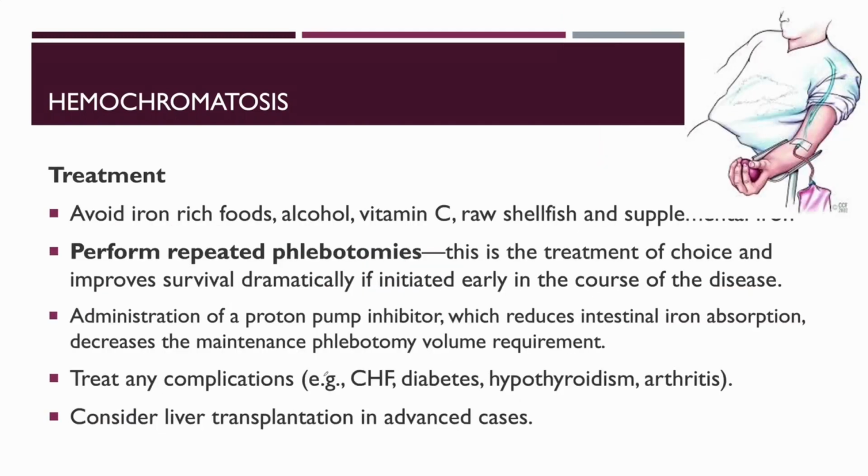So how do we treat these patients? Well, we want to avoid iron-rich foods, no alcohol, no vitamin C, no raw shellfish, and they also want to perform, it's actually quite archaic, but we do repeated phlebotomy, so we bleed them, which bloodletting used to be kind of an archaic treatment we used to do for all sorts of diseases, but it actually works for hemochromatosis.